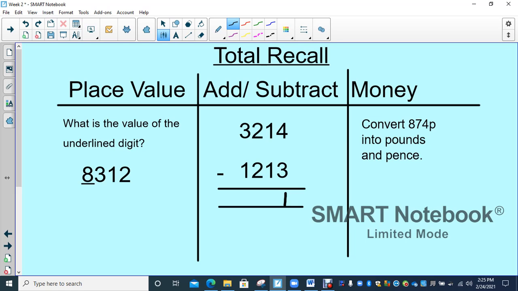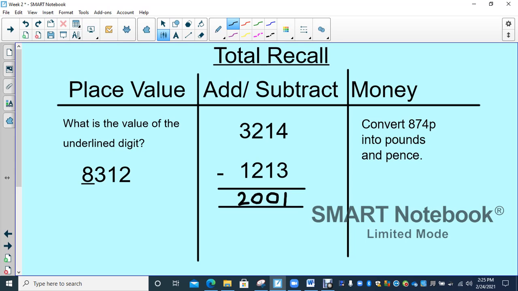1 take away 1 equals 0. And then 2 take away 2 also equals 0. And lastly, 3 take away 1 equals 2. So my answer is 2001. If you got that one correct, give that one a tick.